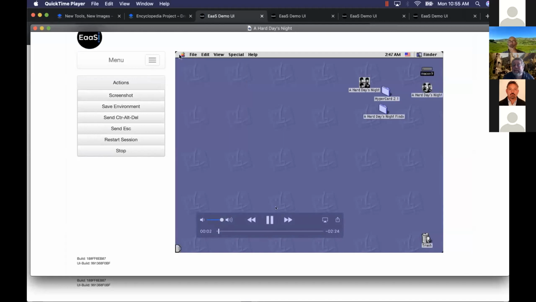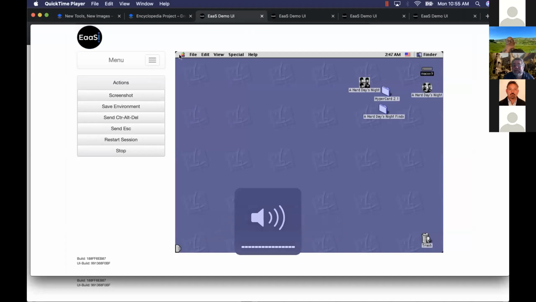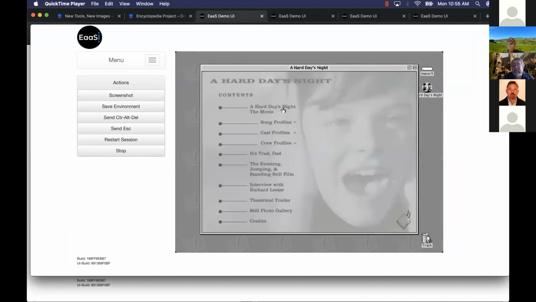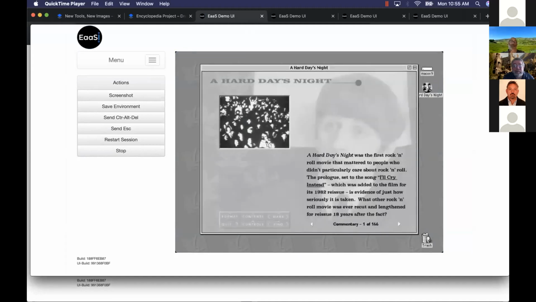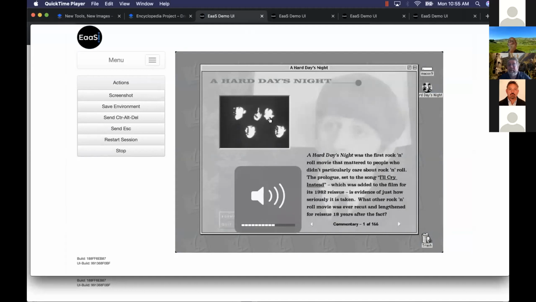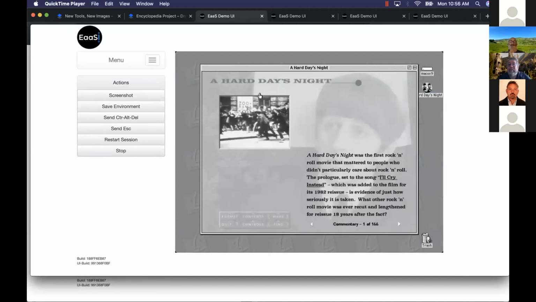Apple released QuickTime in December of 1991. And shortly in the new year of 1992, we published A Hard Day's Night, the first feature film published on CD-ROM. The whole film is here. And you can watch it in the QuickTime postage stamp size, or you could double it.